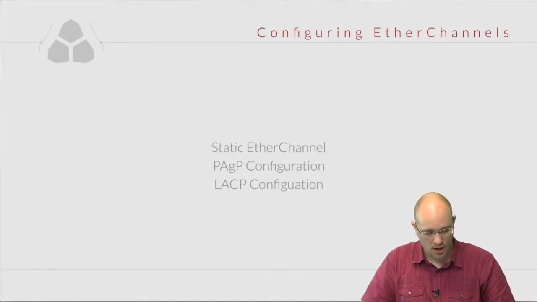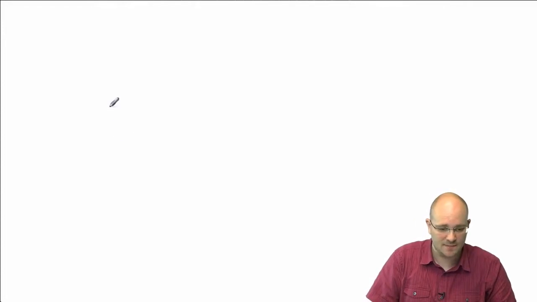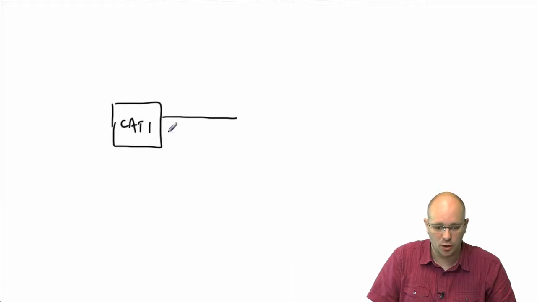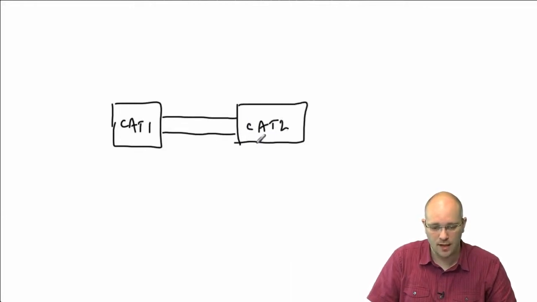Let's go to our whiteboard to take a look at the network we'll be using in this case. I'm going to have just two switches. I'm going to have my Cat1 connected with two links to Cat2. These links are going to be FastEthernet 23 and FastEthernet 24 on both sides of this connection.